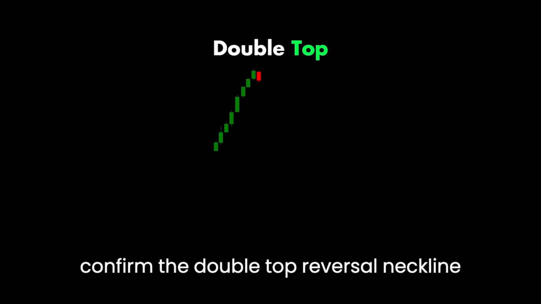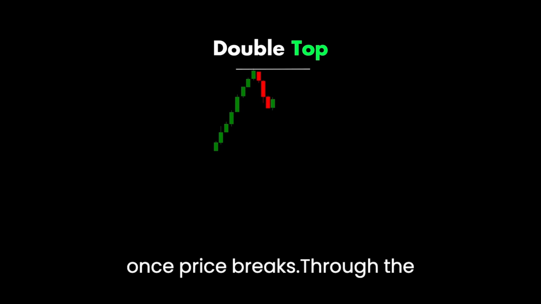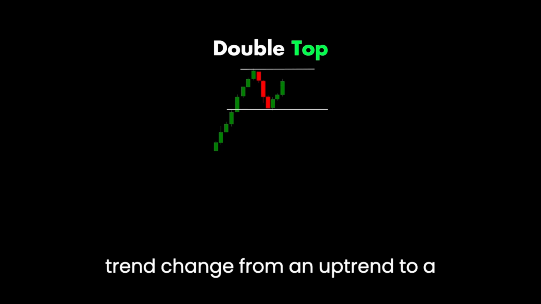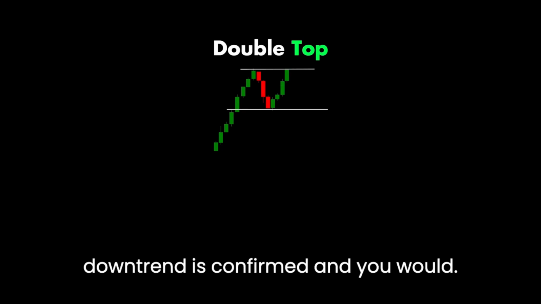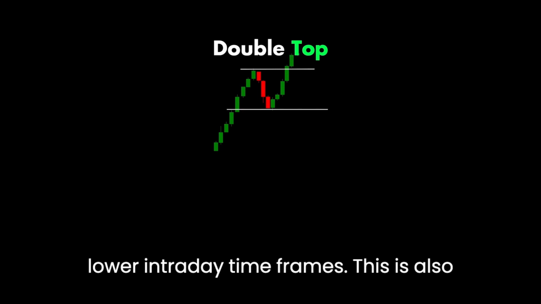So again, to confirm the double top reversal, neckline placed at the recent swing low here, and once price breaks through the neckline and makes a lower low, your trend change from an uptrend to a downtrend is confirmed, and you would then take trade entries short through the lower intraday time frames.